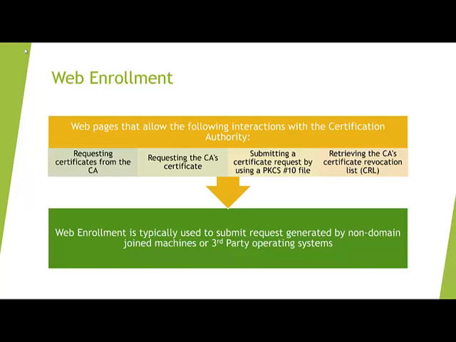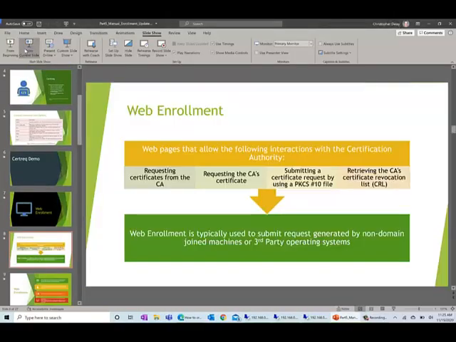you have an appliance or a third-party OS like Linux or Unix or something. You generate a request on that box and you want to submit it to the CA. So this is what it's typically used for. Now there are some things to consider when using web enrollment. And what I mean by that is specifically around the templates.